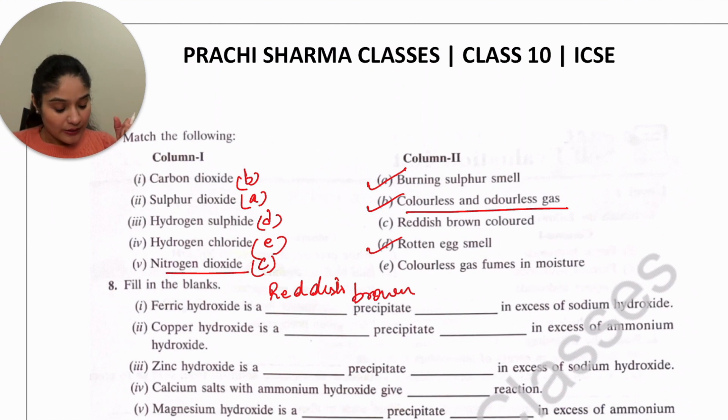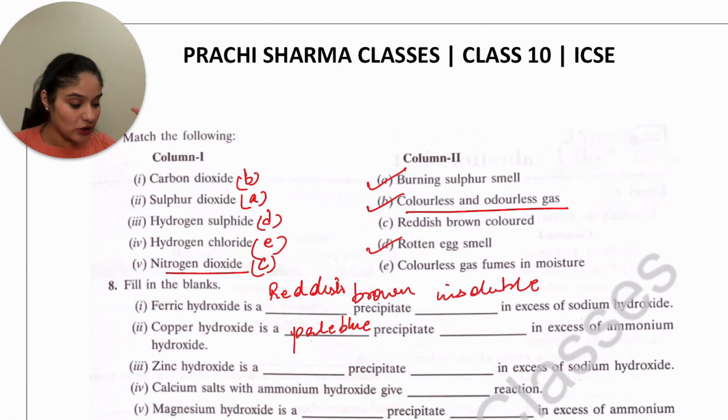Now, moving on, we have a reddish brown precipitate which is insoluble in excess sodium hydroxide. So, insoluble in excess sodium hydroxide. Next, I have copper hydroxide is a dash PPT. So, copper hydroxide is a pale blue PPT. That is soluble in excess ammonium hydroxide.